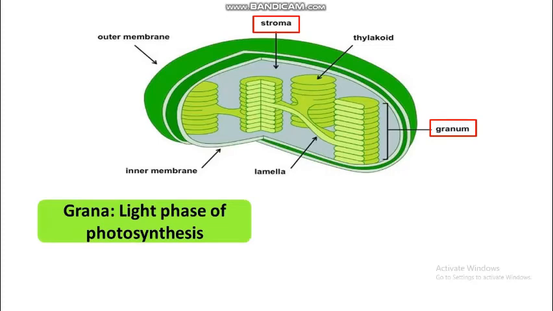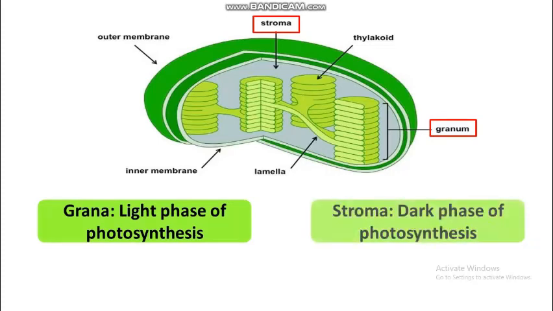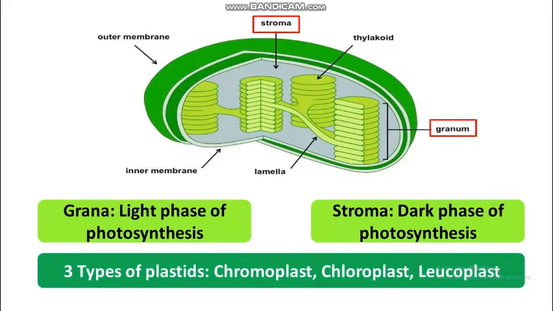Grana takes part mainly in the light phase of photosynthesis, and stroma mainly takes part in the dark phase of photosynthesis. Now, what is this entire photosynthesis? That I will be explaining in my upcoming videos, so that you can get all your concepts absolutely clear. Now, coming to another interesting thing, this plastid can be of three different types. That can be a chromoplast, chloroplast, and even a leucoplast, which mainly stores pigments within them along with food.